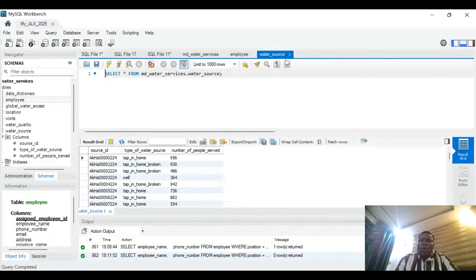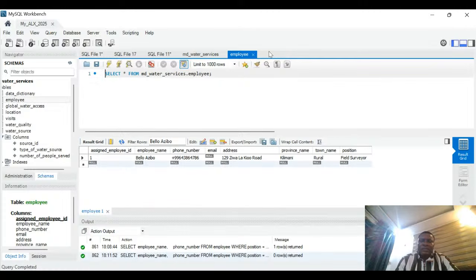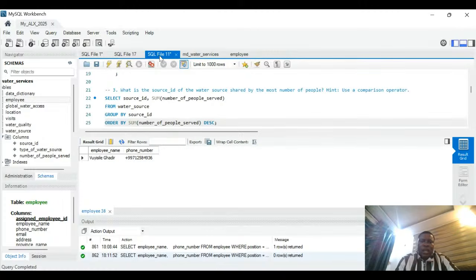So how do we know which of them is the highest all put together? That is where we are coming to. I use the sum operator and put the number of people served into brackets. So for each of the unique source IDs that we have, I am asking the system to sum up the number of people that were served by that particular source ID.